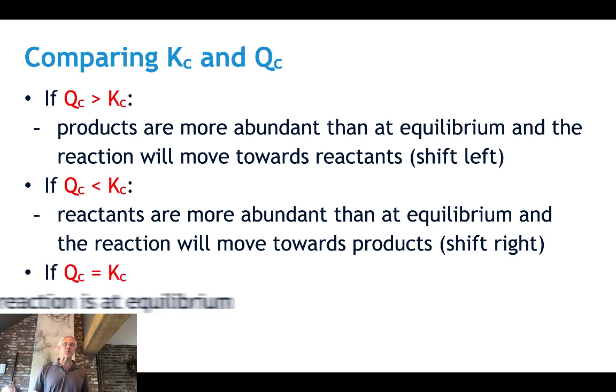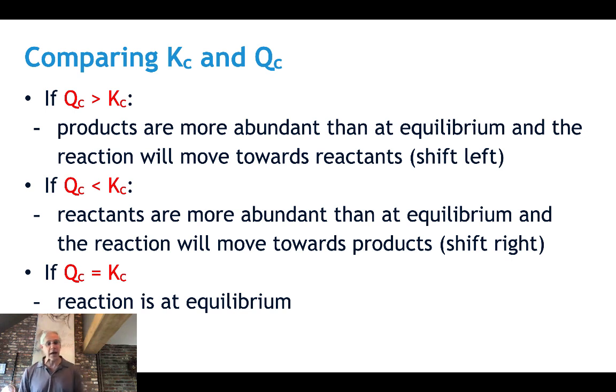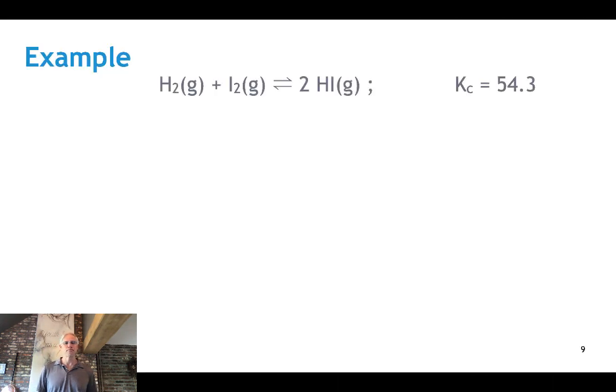And then if you do a Q calculation and you find the value is equal to K, well, now you can say that the reaction is at equilibrium. You know where the reaction is. It does not have to shift anywhere to get to equilibrium. And so what you've actually done in that case is a K calculation. I know that sounds confusing. Let's take a look at an example.